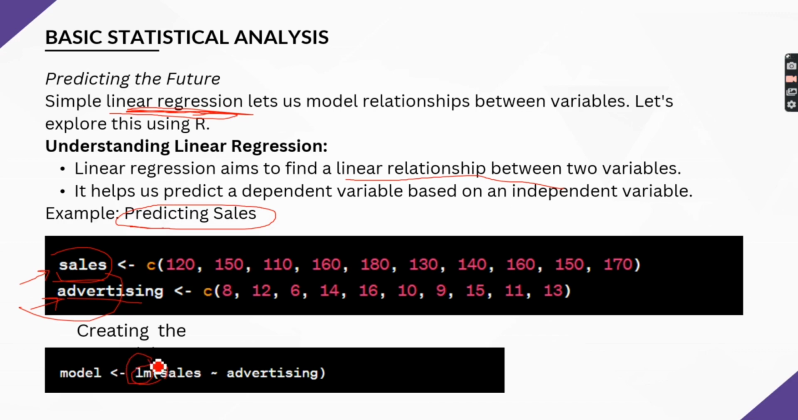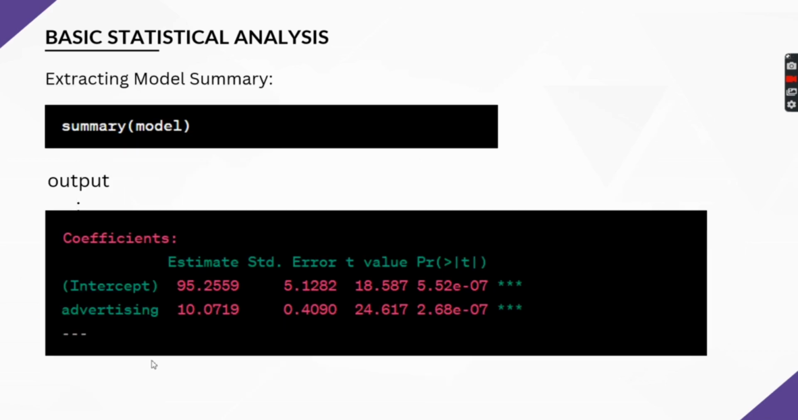Let's see. So imagine we have sales and advertising data that we have seen already. We are using the lm function. What it does, the coefficients help us understand this relationship. In our case, every dollar spent on advertising seems to increase the sales by around $10. See, it is written $10 here. That means every dollar spent on advertising seems to increase the sales by around $10.